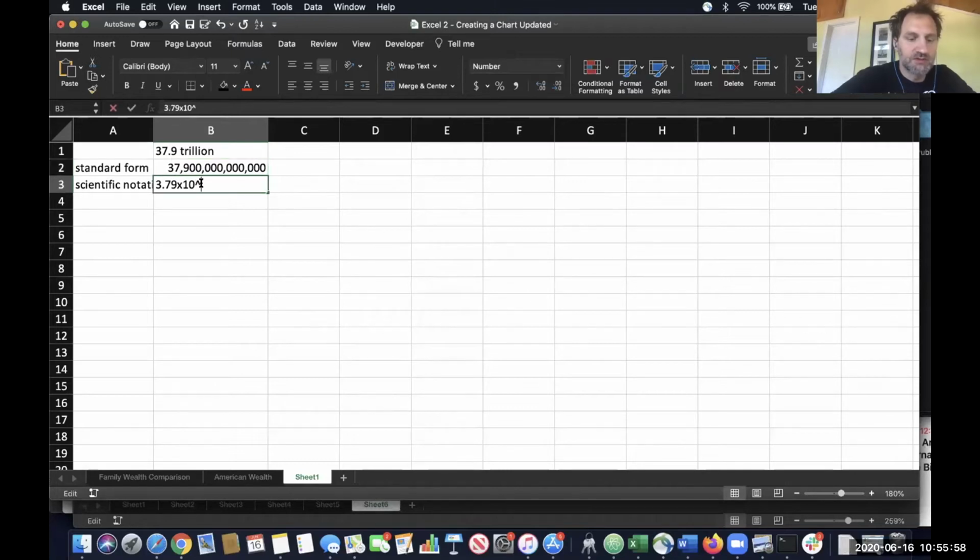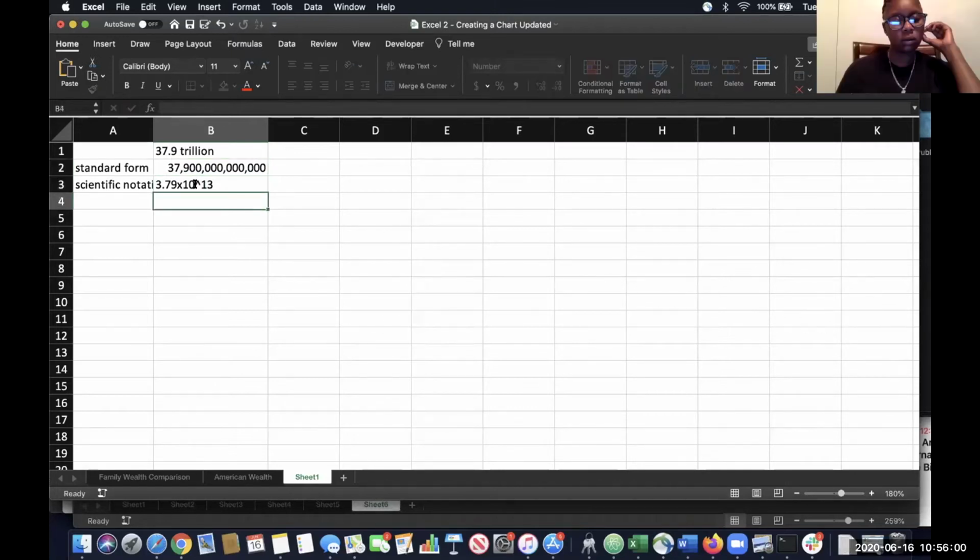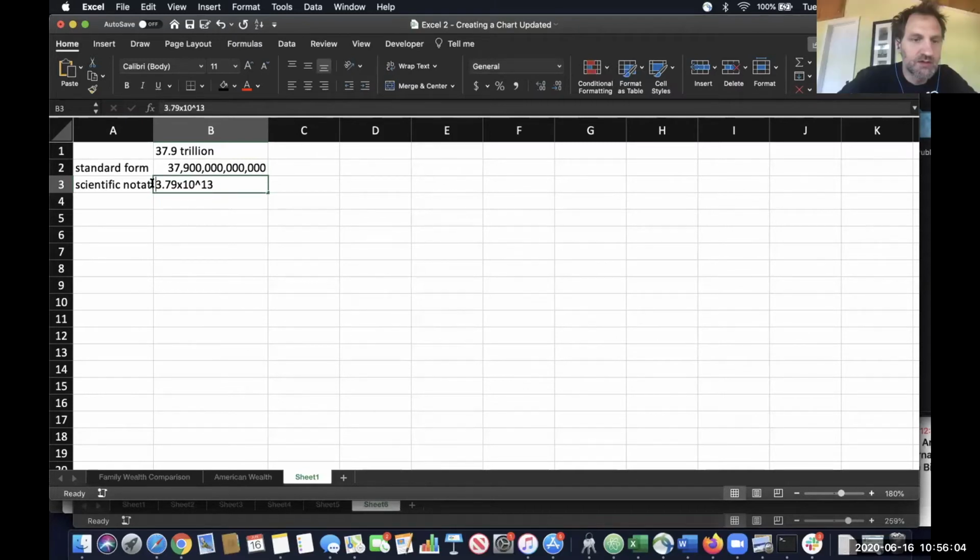So 13. Now, when you do this, you have to write it using the equal sign, and instead of the X there, you have to use Shift 8 because that's multiply. So you could write 3.79 times 10 to the 13th power, and Excel, when you press enter, will rewrite that in their version of scientific notation. But you could write it like that if you want.